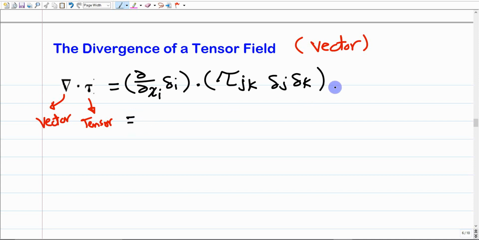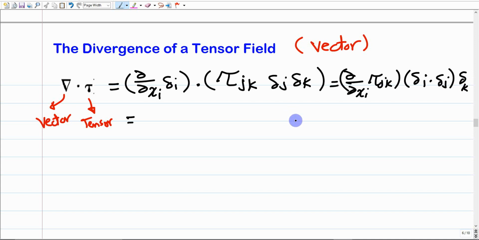So then what we're gonna do, just do the multiplication. So we're gonna have here the partial per partial xi tau jk, just carry on the multiplication of these two terms, then do the operation itself over the delta I delta j, then you're gonna have delta k at the end, right, as a vector. And we knew before that delta I dot delta j gives delta ij, which is the canonical delta. So we're gonna end up with partial per partial xi tau jk delta ij delta k. Agree?